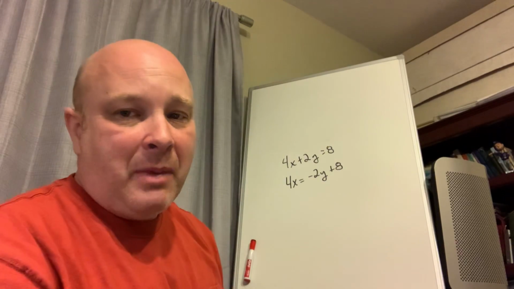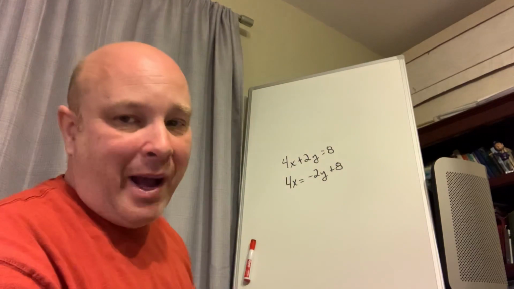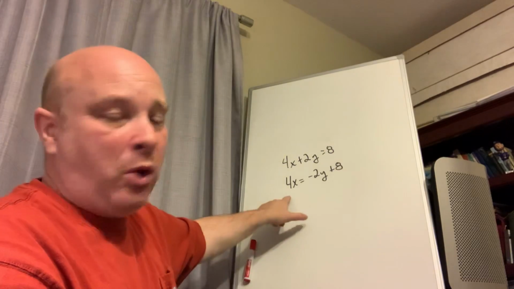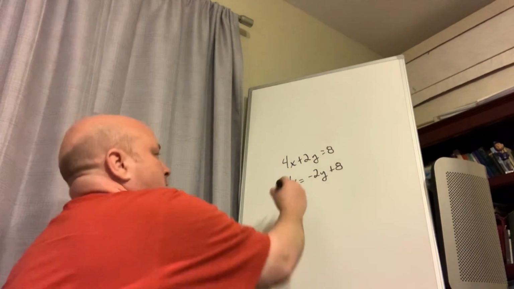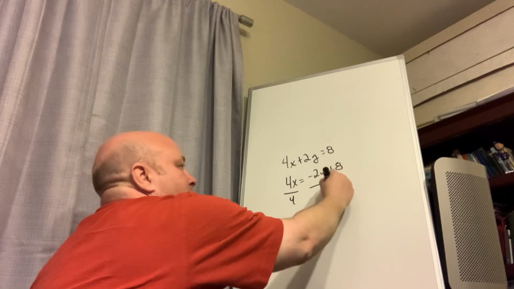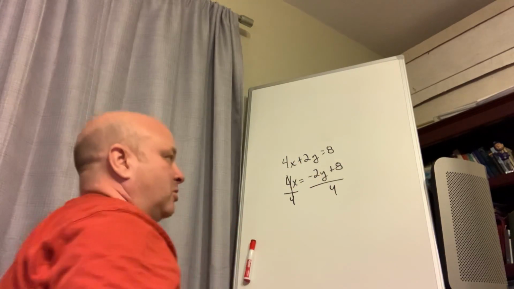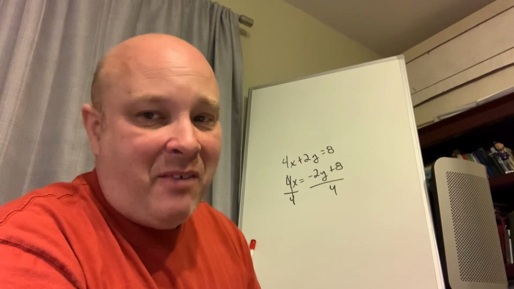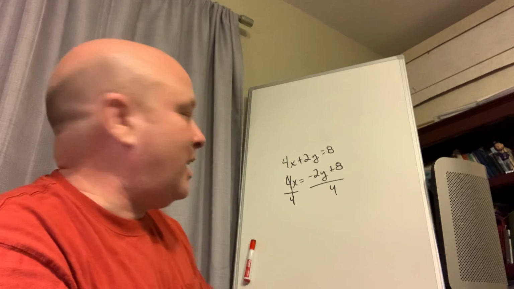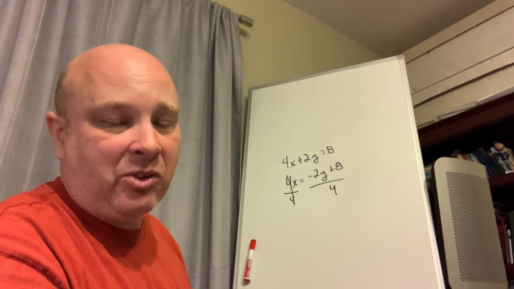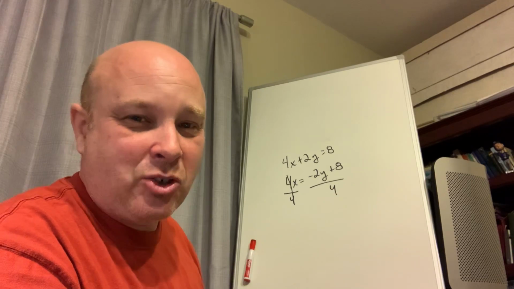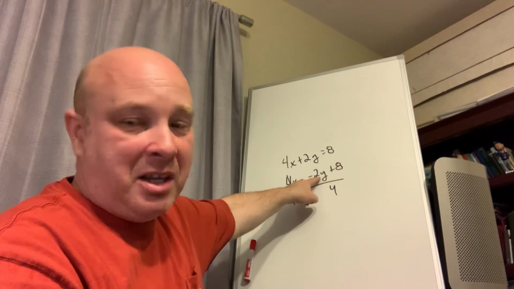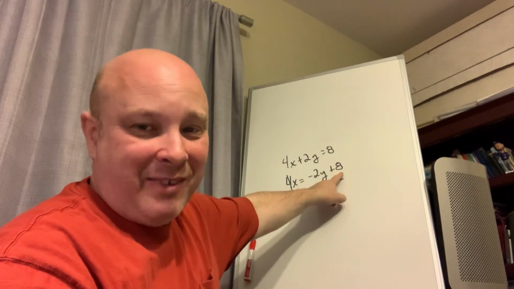Now, I want to get x all by itself, right? So there's a 4 by it, so I'm going to divide both sides by 4. Divide by 4, divide by 4, that crosses out. Now, if I have an algebraic expression with terms in it, in other words, a number or a letter separated by an addition or subtraction sign, this is a term. Negative 2y, that's a term. Positive 8, that's a term.